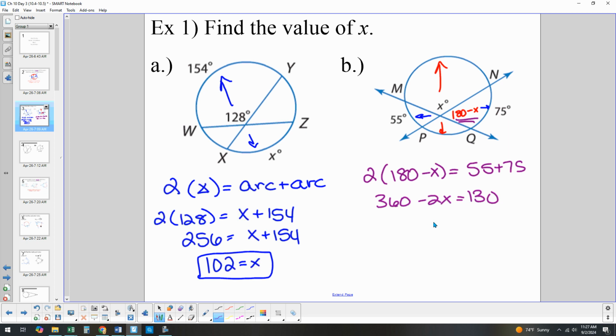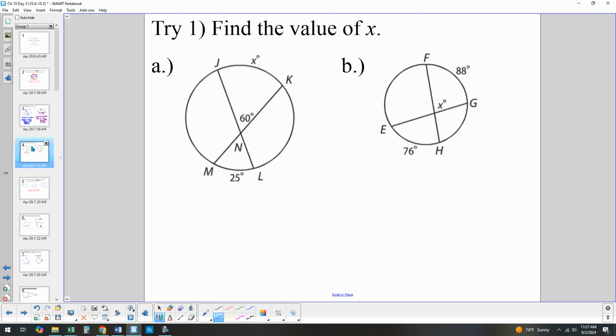Take away 360 from both sides. And now divide by that negative 2. And x is really 115. So here are some tries. Pause. Answers are posted online.